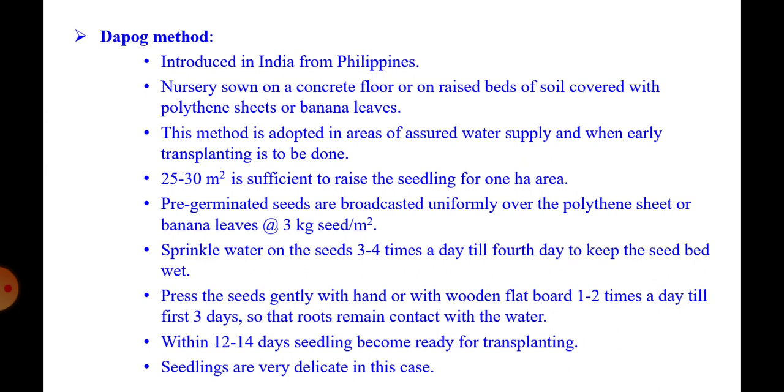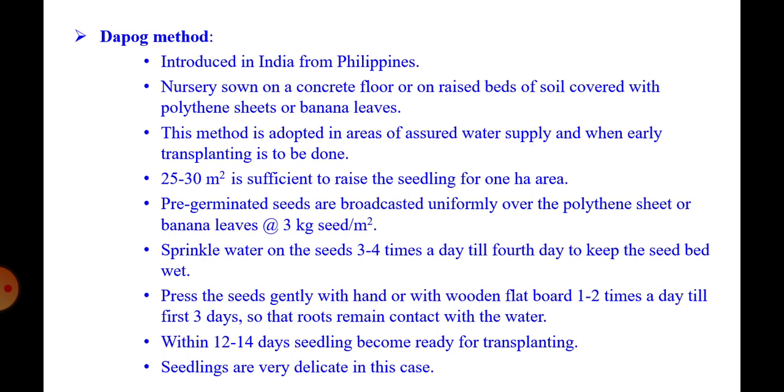Pre-germinated seeds are broadcasted uniformly over the polythene sheet or banana leaves at the rate of 3 kg seeds per meter square. Then sprinkle water over the seeds 3 to 4 times in a day till the 4th day to keep the seed bed wet. Press the seeds gently with hand or with a wooden flat board 1 to 2 times a day till the first 3 days so that roots remain in contact with the water. When the seedling attains 2 cm height, a constant film of water should be maintained. Within 12 to 14 days, seedlings become ready for transplanting.